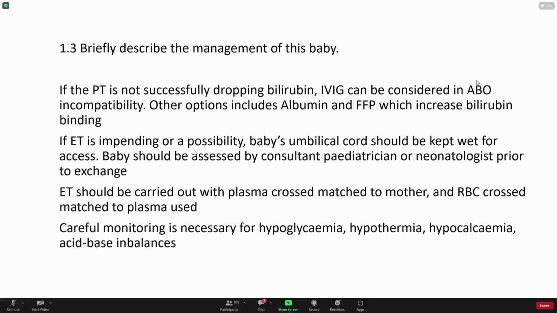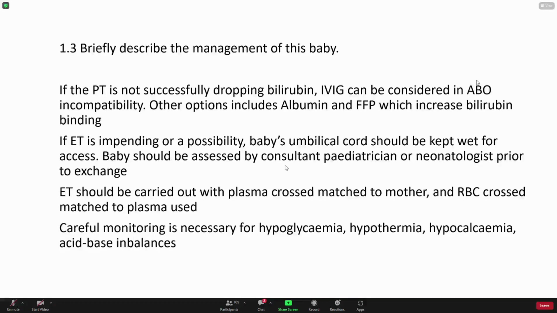Then if the phototherapy is not successfully dropping bilirubin, IVIG can be considered as an exchange transfusion sparing therapy. For other options, you can use albumin and fresh frozen plasma to increase the bilirubin binding to albumin, right? If exchange transfusion is an impending possibility, baby's umbilical cord should be kept wet, right?